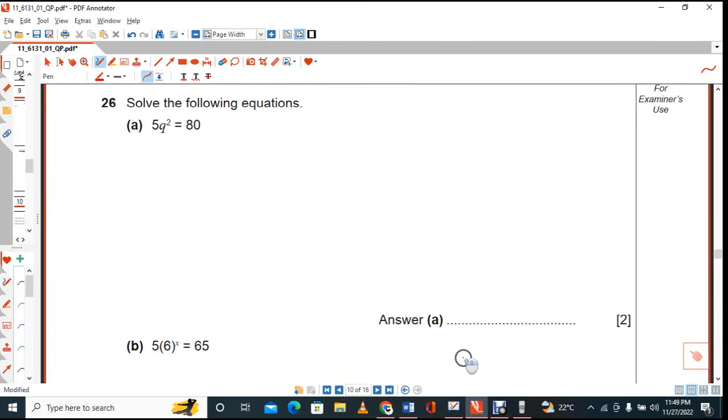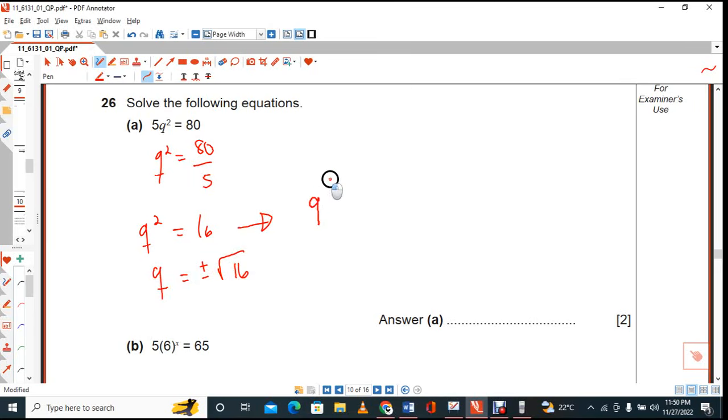Good. Question 26. So you have to solve the following. So first of all, best is get rid of that 5. So you have got q squared equals 16. And then you have q equals positive or negative square root of 16. Or I'm going to have q squared minus 16 equals 0, because quadratic equations are always equal to 0.